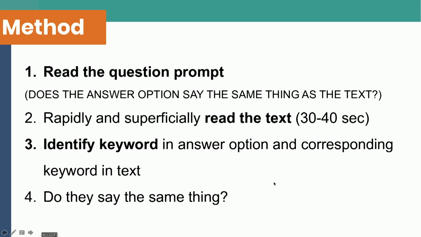Let's recap the method. Read the question prompt, right? It's basically going to say something like, does the answer option say the same thing as the text? Step two, you need to rapidly and superficially read the text. Spend about 30 to 40 seconds because you need to identify the main idea of what's going on. You also need to start to identify the keywords, because then in step three, identifying keywords in the answer option and the corresponding keywords in the text becomes a lot easier, which leads you to step four. You find the specific part of the text, you match it to the answer option, and you ask yourself, do they say the same thing? This is ultimately what multiple choice choose multiple answers is all about, okay?